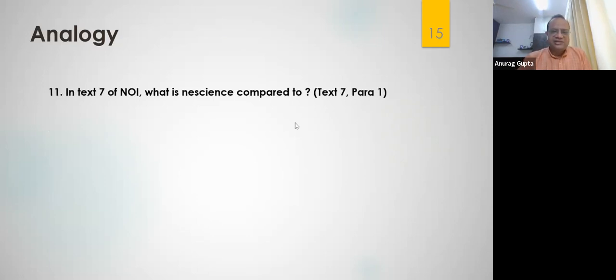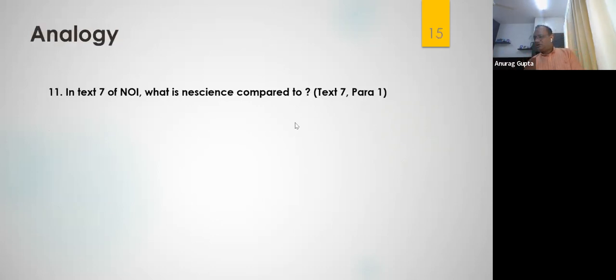Question 11. In text number 7 of Nectar of Instruction, what is the nama compared to? Okay, now we are moving to the next verse. Text number 7. So text number 7 is about: syat krishna-nama-charitadi-sitapy avidya-pittopatapta-rasanasya na rocika nu, kintv adarad anudinam khalu saiva justa svadvi kramad bhavati tad-gada-mula-hantri.